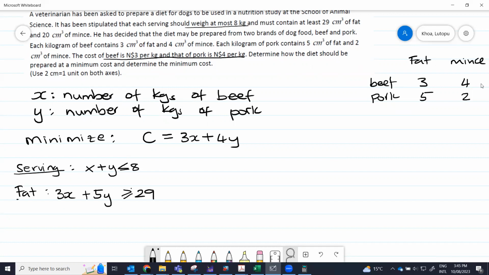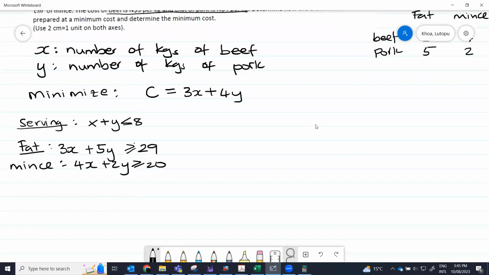Okay, and then there's also a restriction on the mince. There's 4x plus 2y. This must be at least 20. Okay, then of course we have our non-negative constraints. We have x and y are both greater than or equal to 0, right? So in the question, the scale is given, so you must use that specific scale. You can't use a different scale than the one that is given, okay?